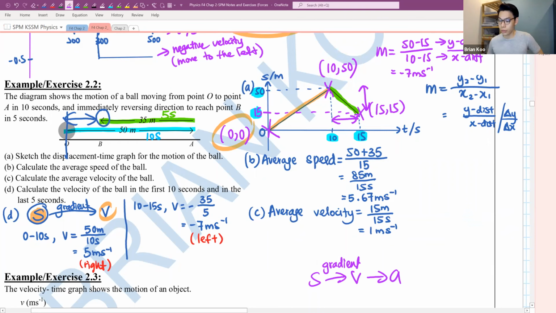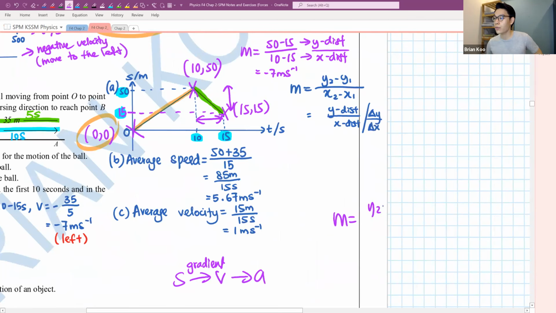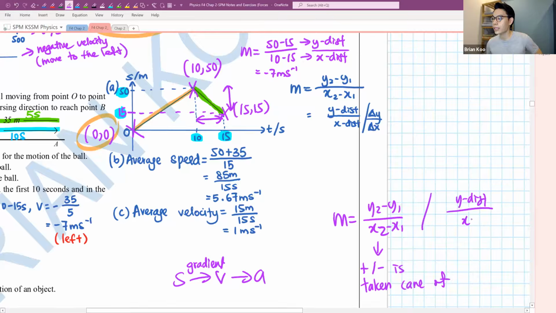So if you want to find gradient, now you know. If you do y2 minus y1 over x2 minus x1, the plus or minus sign is taken care of. If you do the y distance over x distance, the one that I usually do, then you have to put plus or minus yourself.